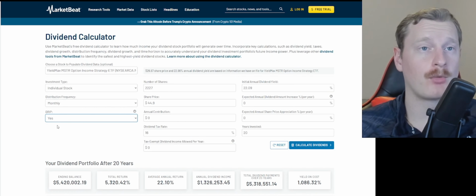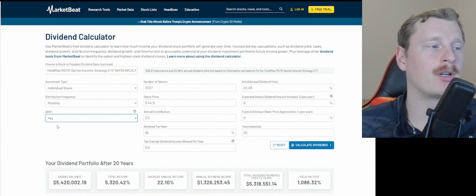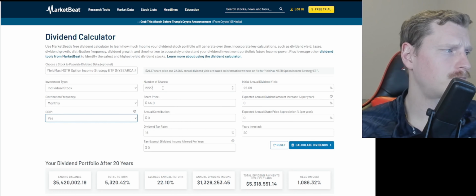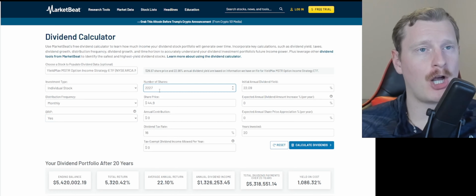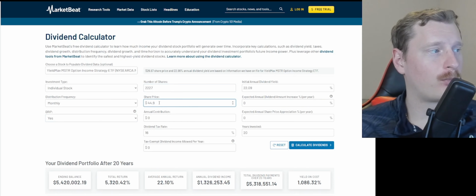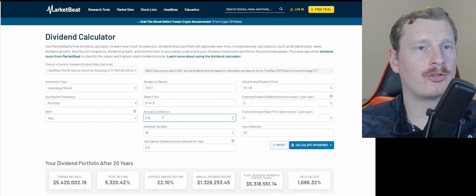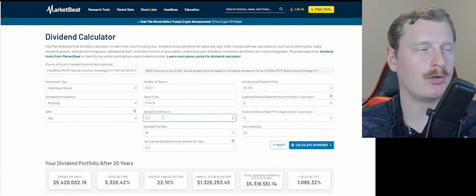Because some of us are not ready for that retirement, we're going to have to invest some of this money, and we're going to determine, is this a good investment to prepare for retirement? For this 2,227 share mark, that's for like a $100,000 investment. The share price is going to be that $44.90. We're going to put $0 of annual contribution because if we're going to try to live off of this, we don't want to put more money into it.